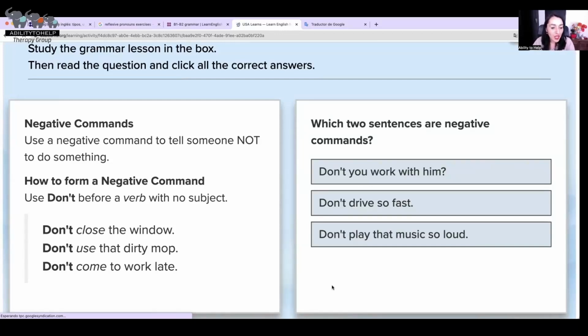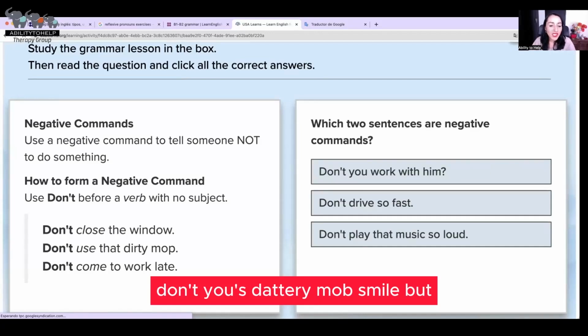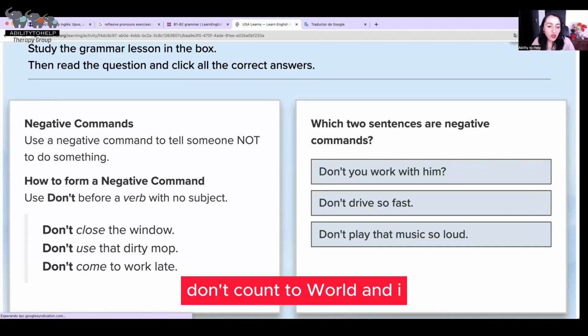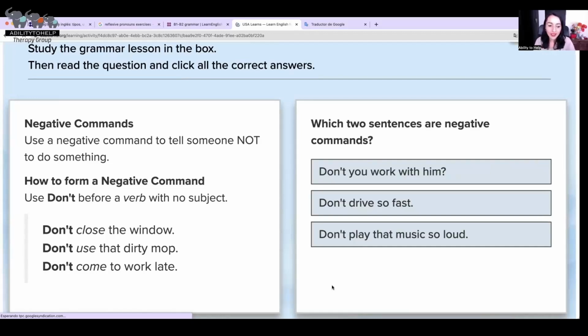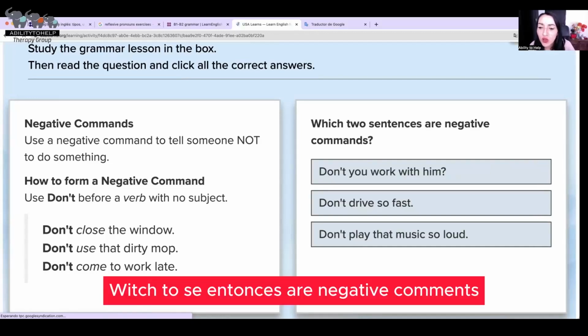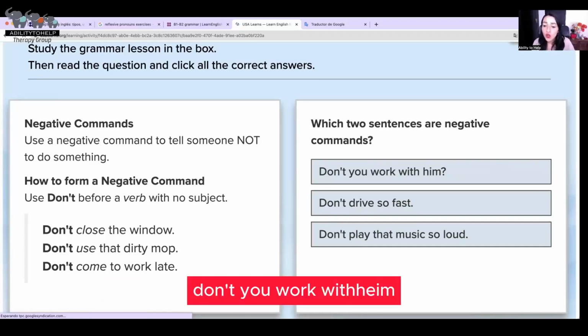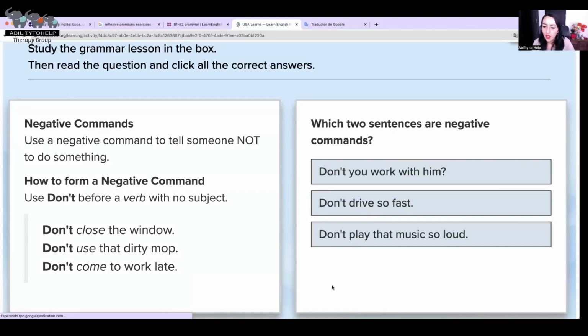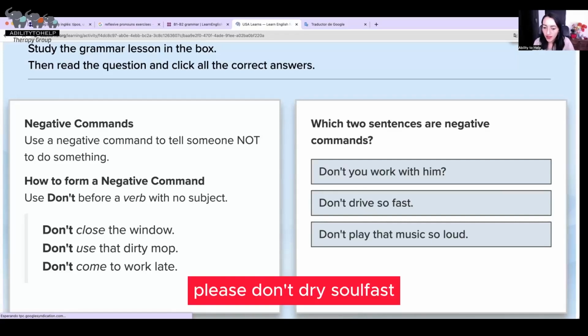So look at this. Don't close the window, please. I need air. Don't use the dirty mop. Smell bad. Don't come to work late. I need you early. Which two sentences are negative comments? Don't you work with him? Don't drive so fast. Please, don't drive so fast.